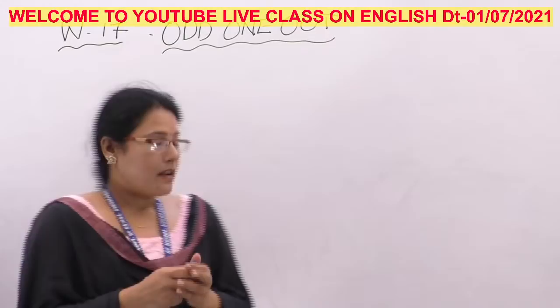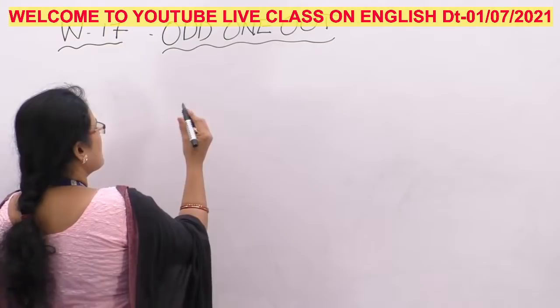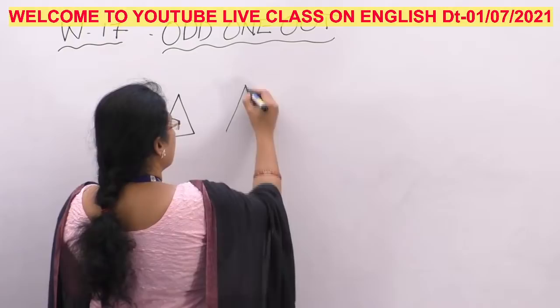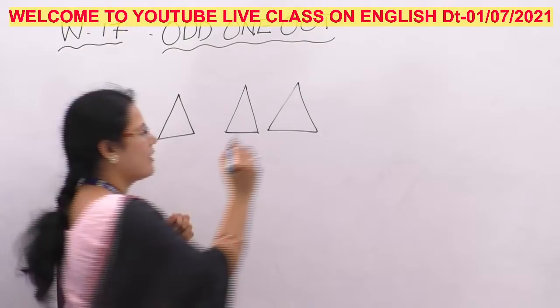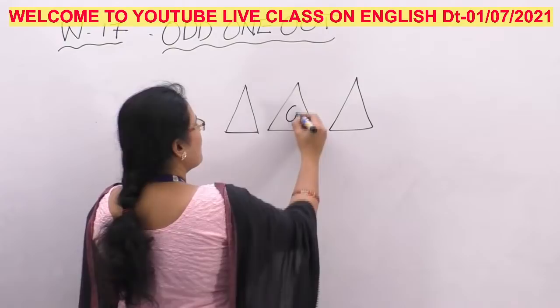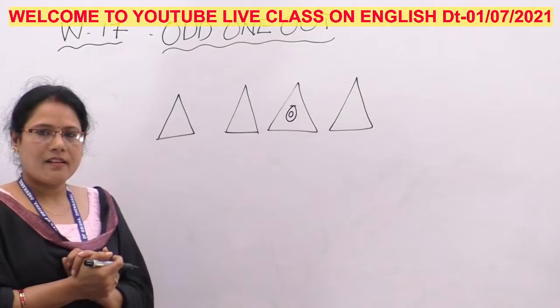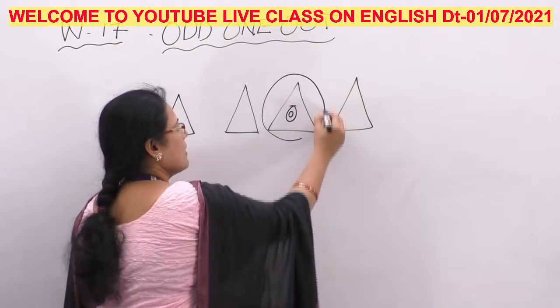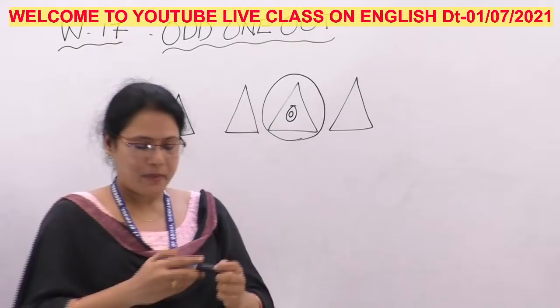I want to give one more example, students. Look at the screen. I have a shape like this, a shape we have discussed in previous classes. This is a triangle. This one is also a triangle, and this is also a triangle. All are triangles. But I put this one like this. Which one is different? You can identify very easily. These three are looking the same, but this one is different. Then we have to pick this one out. This is the odd one, right students? In this way, let us play all the games by picking the odd one out.